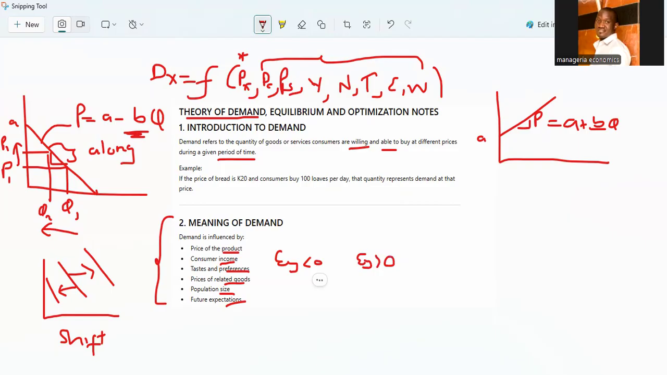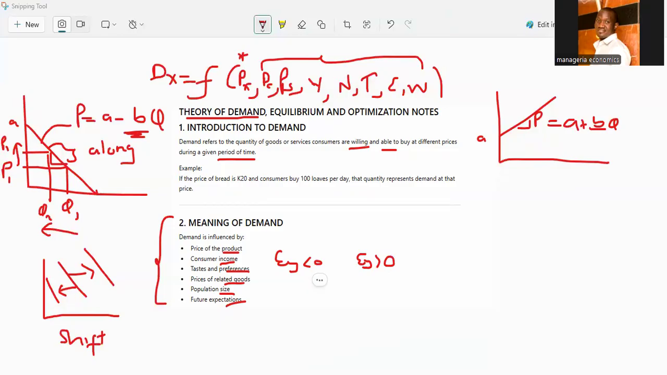So what other factors affect demand is your taste and preferences. All right. Your taste and preferences. So fashion and trend will affect your demand. For instance, if a smartphone, an iPhone, goes viral, there'll be high demand.